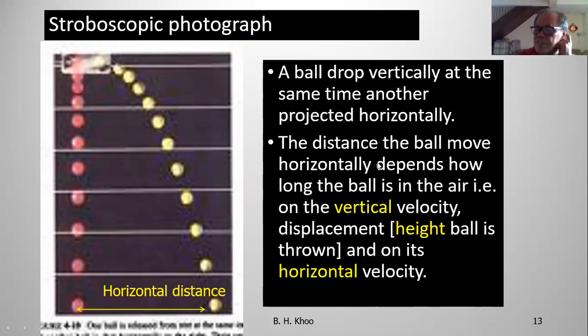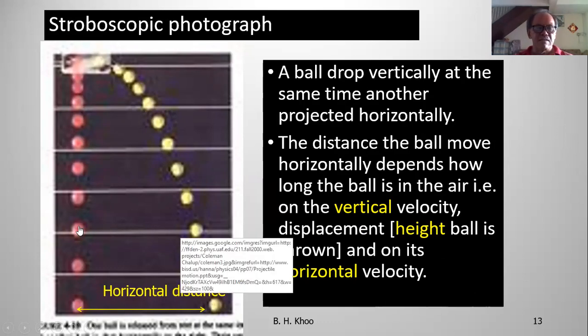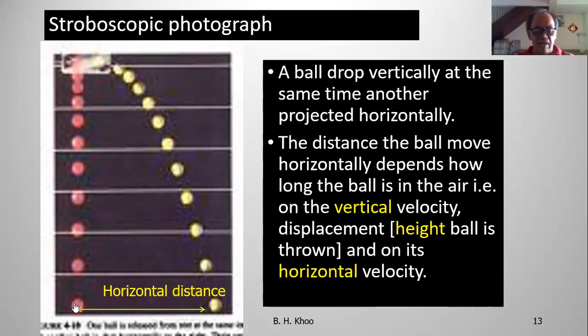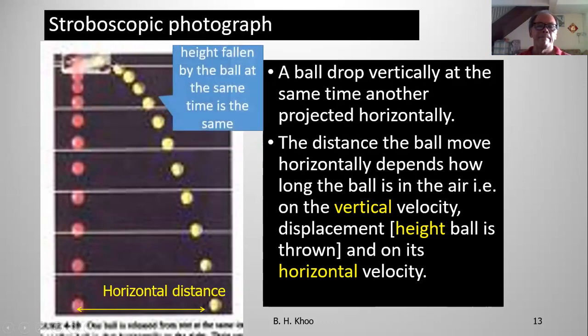Ball dropped vertically at the same time, another projected horizontally. The distance the ball moved horizontally depends on how long the ball is in the air. If there's the ground, there's the distance. If the height is higher, then the horizontal distance moved will be further away. That's what this means. It depends on the height the ball is thrown from.